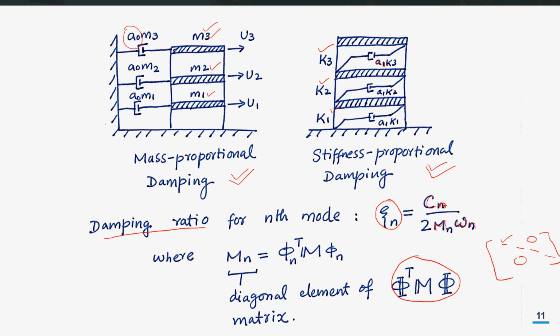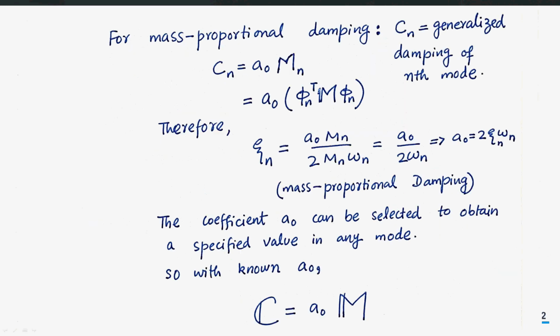So each of those diagonal terms will be the modal mass for any particular nth mode. You can use that as mn here, and omega n, the frequency of that mode, and the generalized modal damping coefficient Cn. If you can get these three things, you can calculate the damping ratio for any nth mode. So let's see what the modal damping ratio for any nth mode is for both of these formulations, mass proportional damping and stiffness proportional damping.